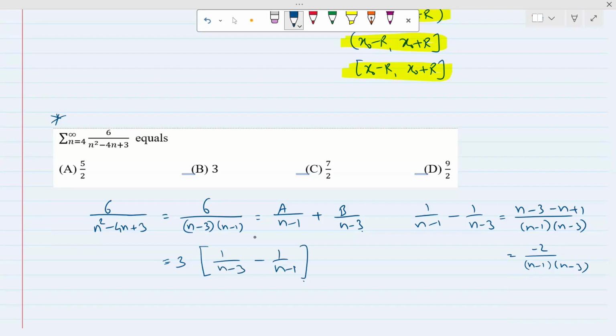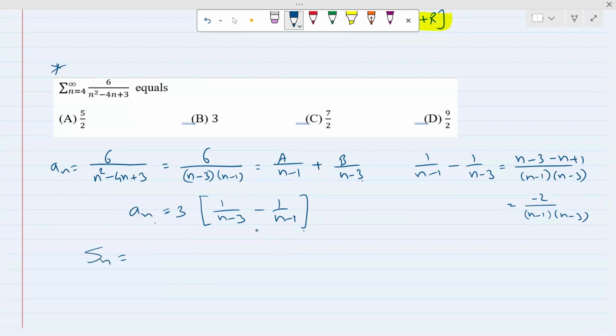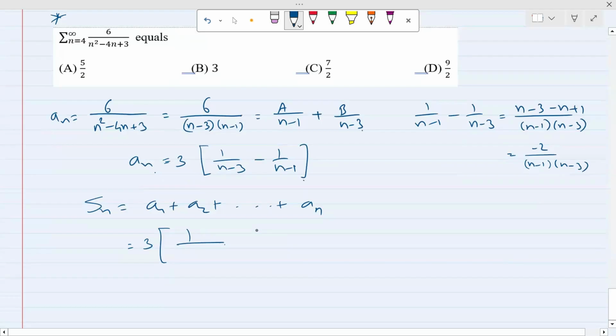Yes, sir. Very good. And then we try computing this is a_n. So this is also a_n. So try computing S_n. What is S_n? a_1 plus the sequence of partial sums. a_1 is what? 3 into, so we pull out 3 common from all the terms. a_1 is 1 minus 1 by 3.